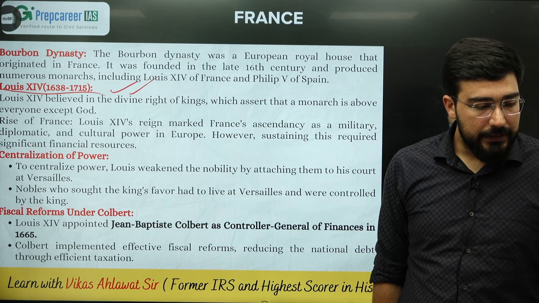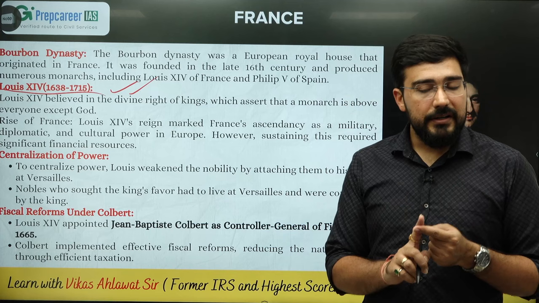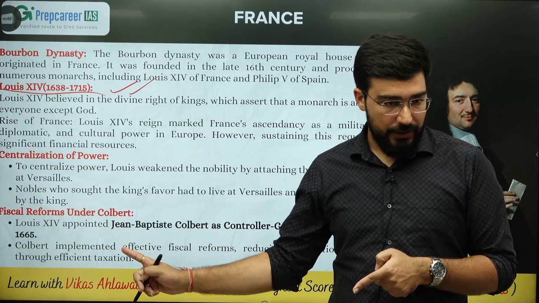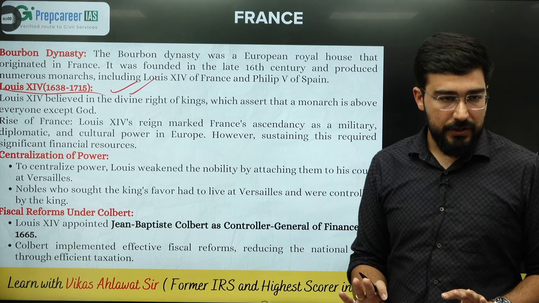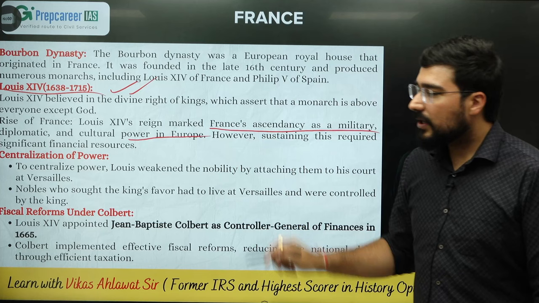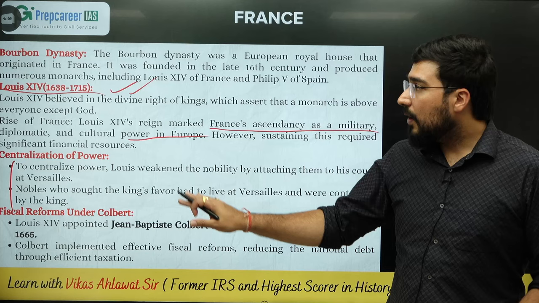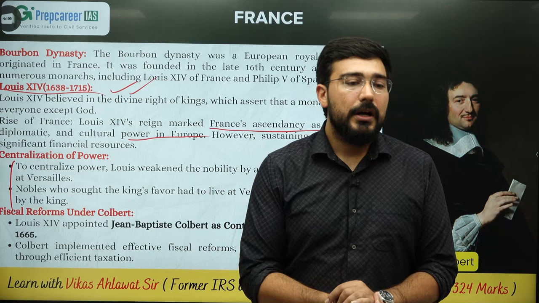We had seen enlightened despots in the case of Austria, and in the case of Prussia. But here we do not see any semblance of enlightened despotism. He marked France's ascendancy as a military, diplomatic and cultural power. And what did he do? He did a lot of centralization of power. This you have to remember, because this theme is again going to become very important when we discuss the French Revolution.